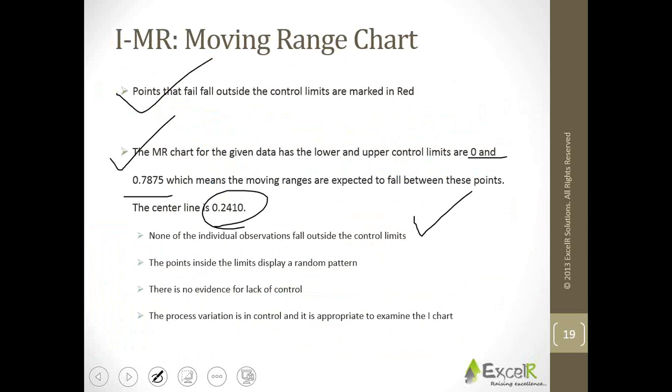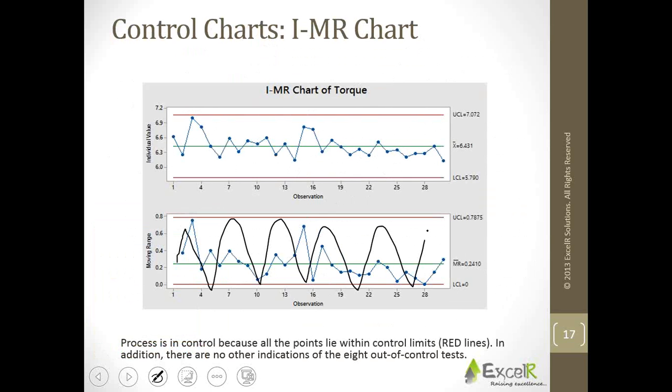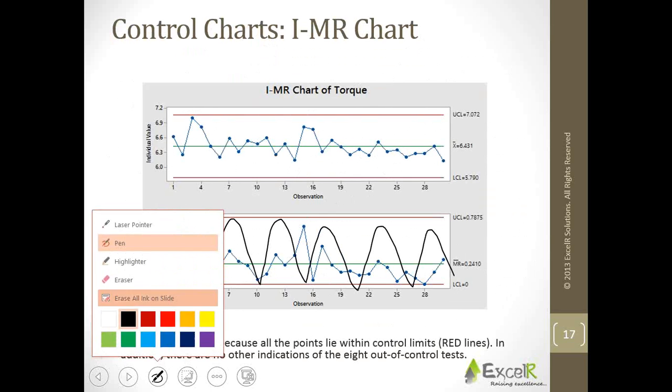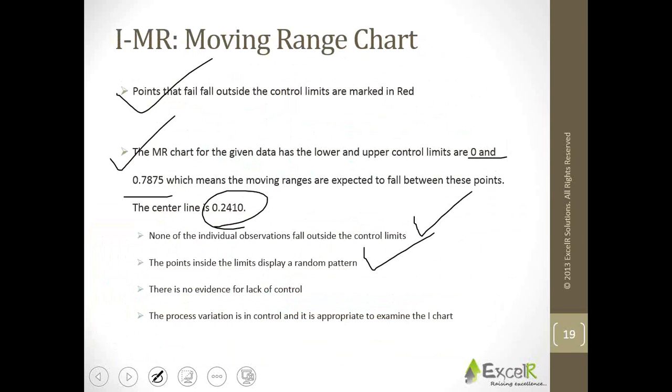None of the individual observations fall outside the control limit. That is what we have seen in the graph also. The points inside the limit display a random pattern. That means you cannot establish a particular pattern. There is no pattern as such, right? It's very random. This graph is really very random.